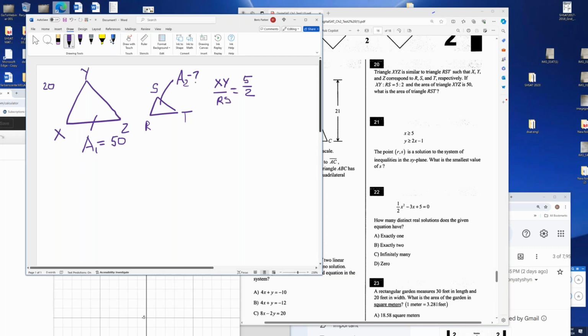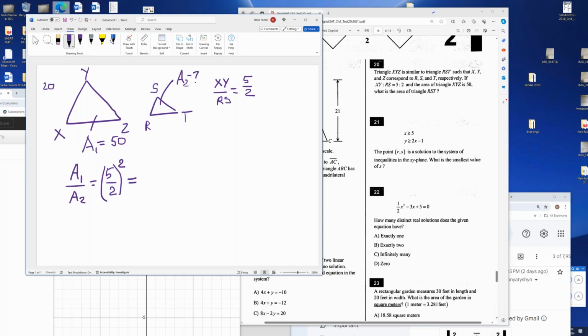What's the fastest way to solve it? Well, we had a theorem. I just remind the theorem. If two shapes are similar, then the ratio of their areas, A1 to A2, equals the square of the linear ratio, which is 5/2 to the second power.